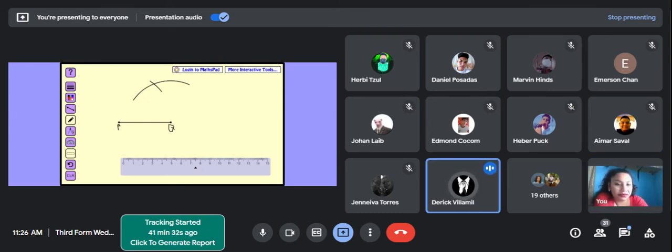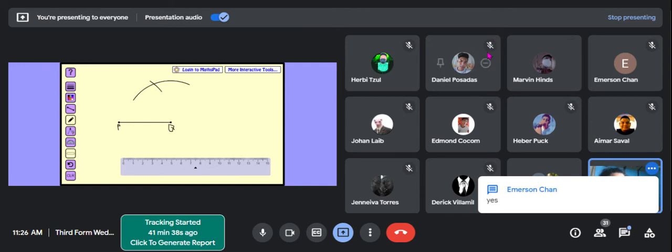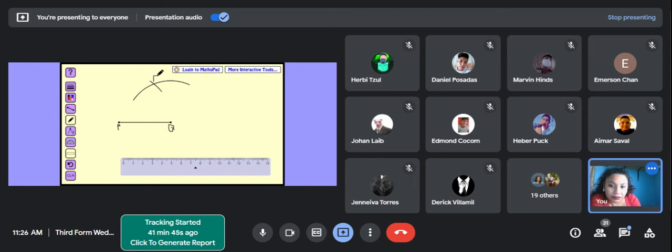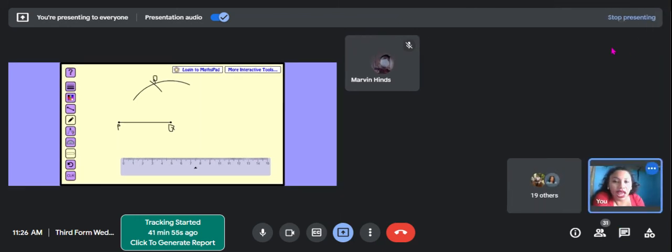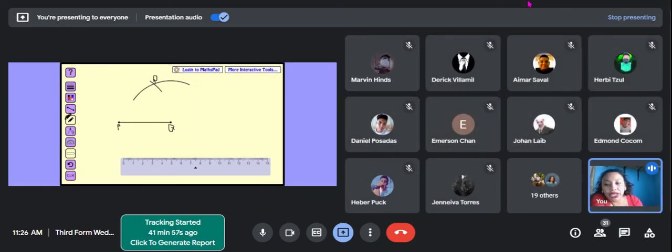Miss, 4.6 and then 5.6. Yeah. Done, miss. And then you're going to label this point R. Next, miss. Okay. And then you take your straight edge and you connect it.